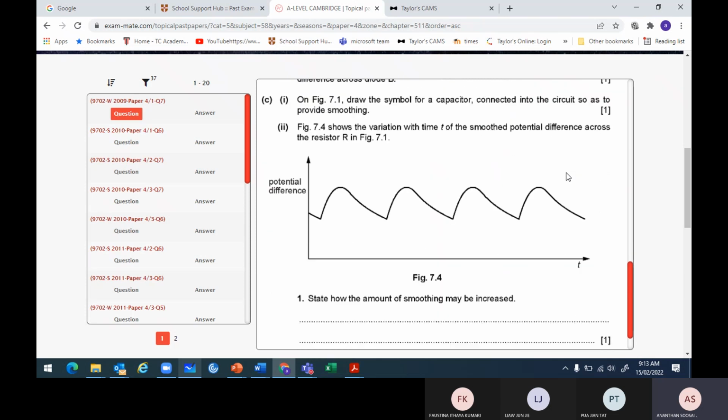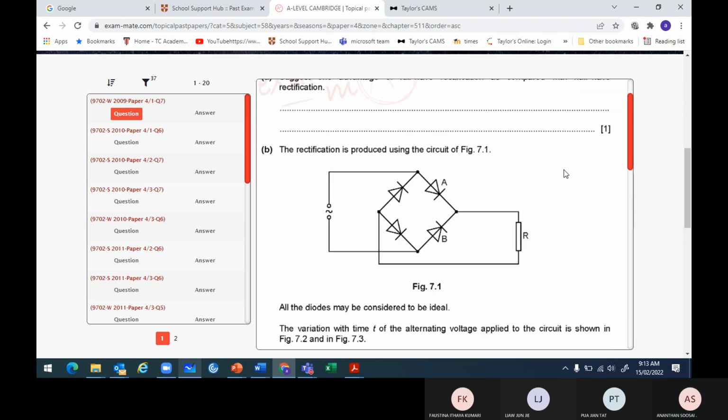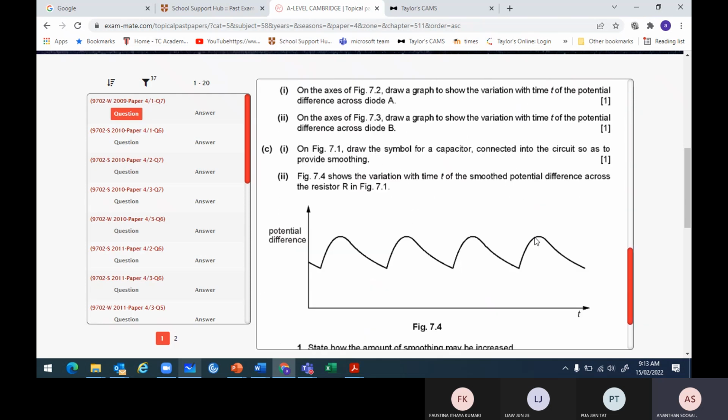Okay, see, draw a symbol for a capacitor, connect it into the circuit so as to provide smoothing, because this is just connecting a capacitor parallel to the load, right? Connect a capacitor parallel to the load. So easy mark. Okay. So then C2, show the variation with time t of the smoothed potential difference across the resistor R.